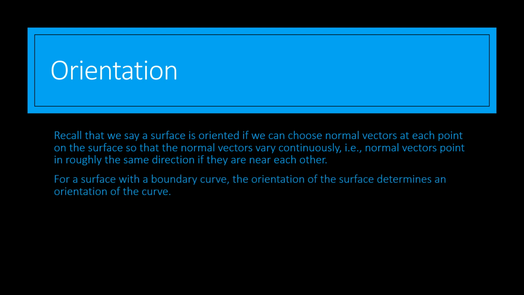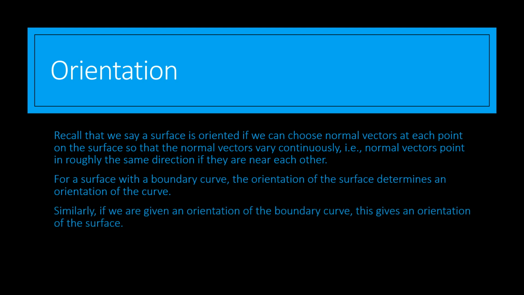And now if I have a surface with a boundary curve, if I have an orientation of that surface, that will also give me an orientation of the curve. And similarly, if we orient the boundary curve first, that boundary curve will give us an orientation of the surface. And so the way that we relate these two orientations is, as usual, we're going to use the right-hand rule. So we need to explain, what does the right-hand rule mean in this context?